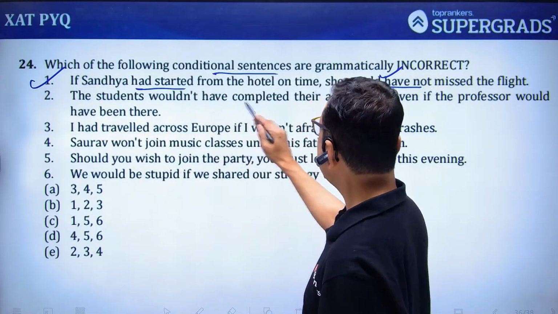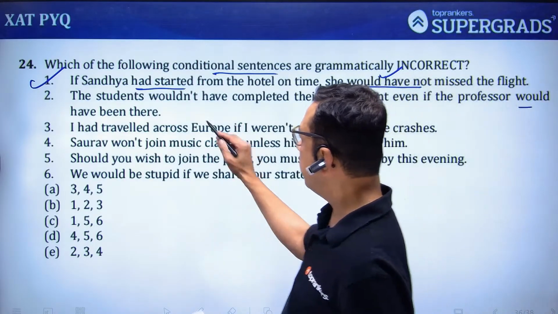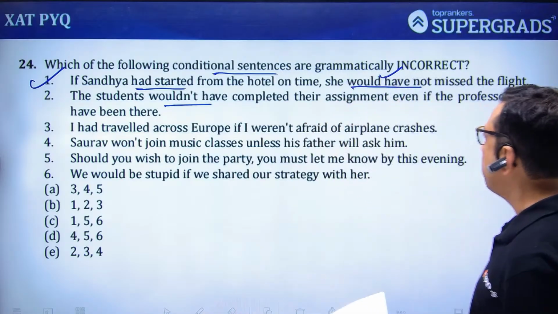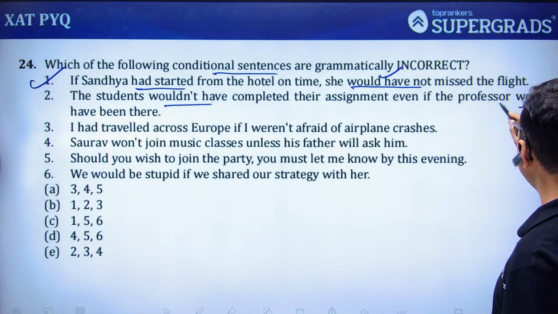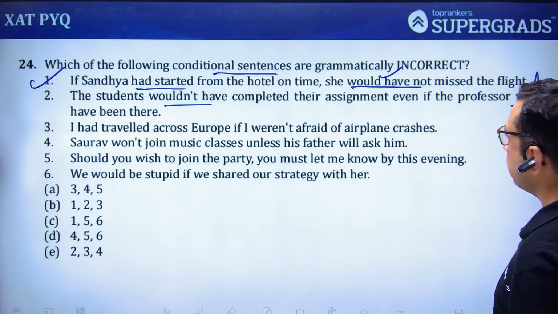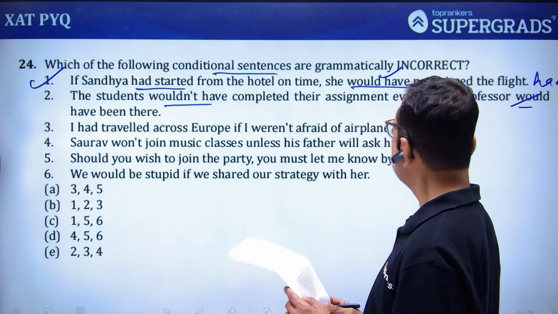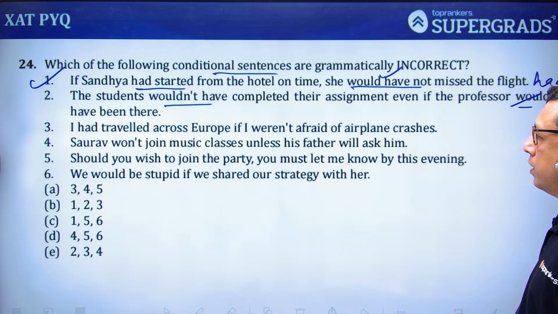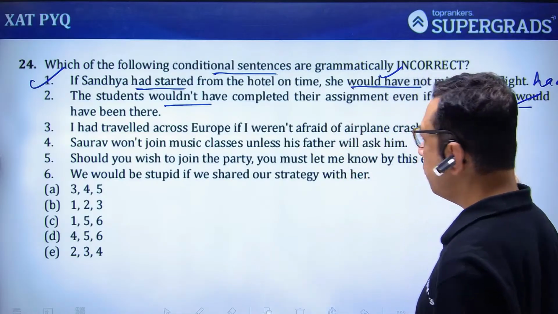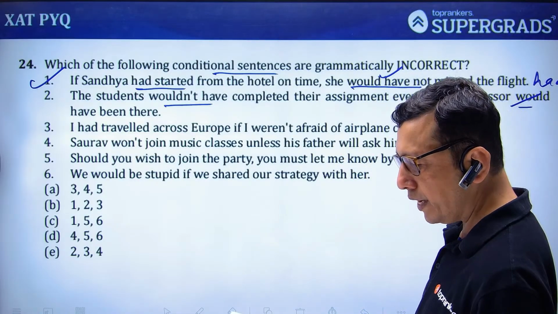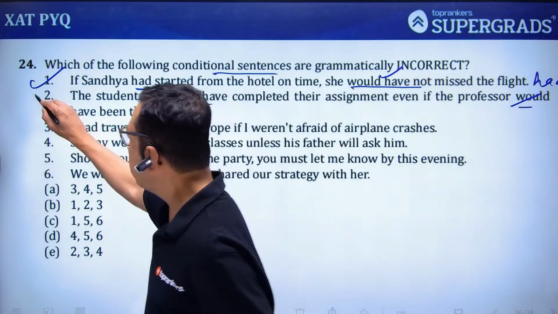The students wouldn't have completed their assignment even if the professor would have. There is some problem with the sentence, right? The students wouldn't have completed their assignment even if the professor would have नहीं. Even if the professor had होना चाहिए था यहाँ पे. Would have been there नहीं. Even if the professor had been there, would have been there नहीं होगा यहाँ पे, correct? So 2 is evidently wrong.